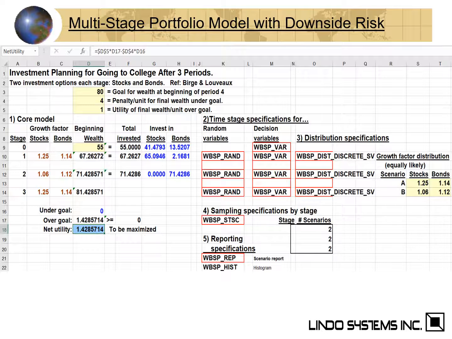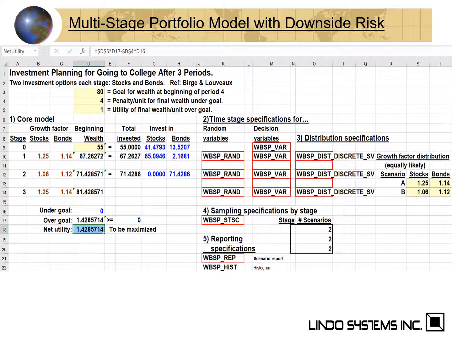And down in row 9, we indicate our beginning wealth. Our beginning wealth is $55,000. So we've got $55,000. We'd like to grow it to $80,000 in 3 periods. And things are uncertain, so we'd like to decide how to allocate our investment appropriately in order to achieve that. Well, how can we help achieve that goal? Off on the far right, we give ourselves 2 investment possibilities, stocks and bonds.